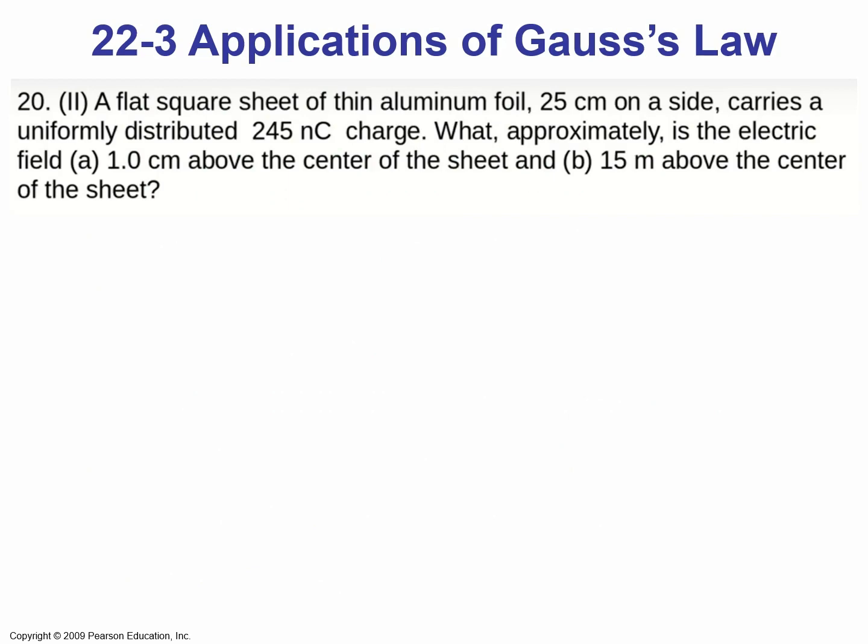Alright, now let's look at problem number 20 from the book as an example. A flat square sheet of thin aluminum foil, 25 centimeters on the side, carries a uniformly distributed 245 nanocoulomb charge. What approximately is the electric field: A, 1 centimeter above the center of the sheet, and B, 15 centimeters above the center of the sheet?